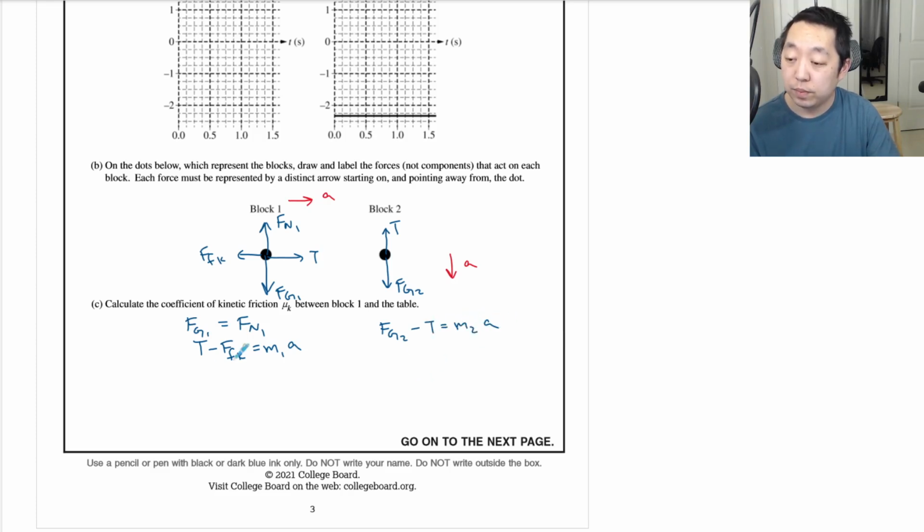So we've done our net force equals ma. Now we need to do a little bit of substitution. Here T minus mu_k Fn1, because the force of kinetic friction is always equal to mu times the normal force, as opposed to static friction where it's less than or equal to. And here you have m2g minus T is equal to m2a. So we can plug in T, or more simply, we just add these two equations together.